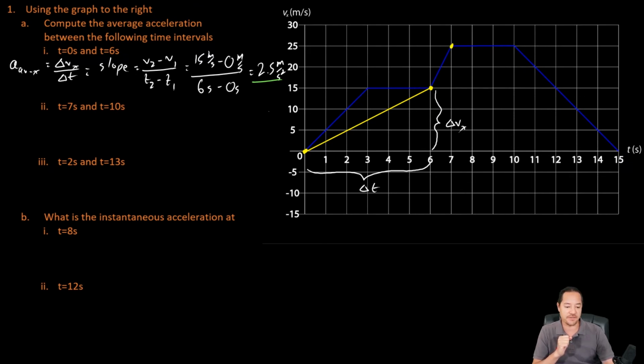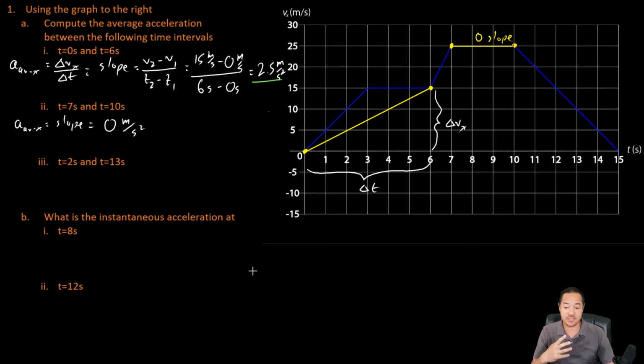So here's 7, and here is t equals 10, right? So what is the average acceleration going to be here? Well, if we look at this line here between these 2 points, what's the slope of this line going to be? We can see that it has a 0 slope right here. Because there's a 0 slope, this is going to have an average acceleration of 0 meters per second squared.